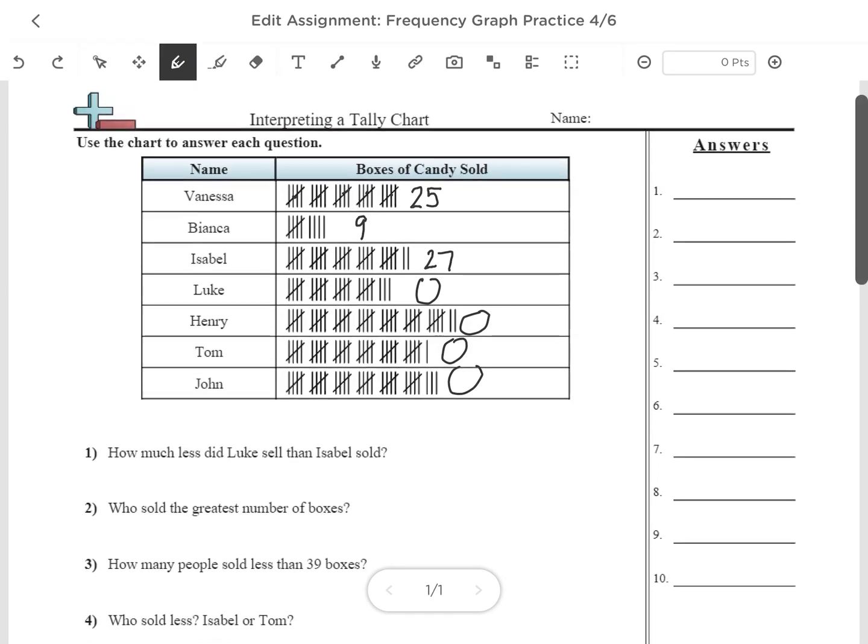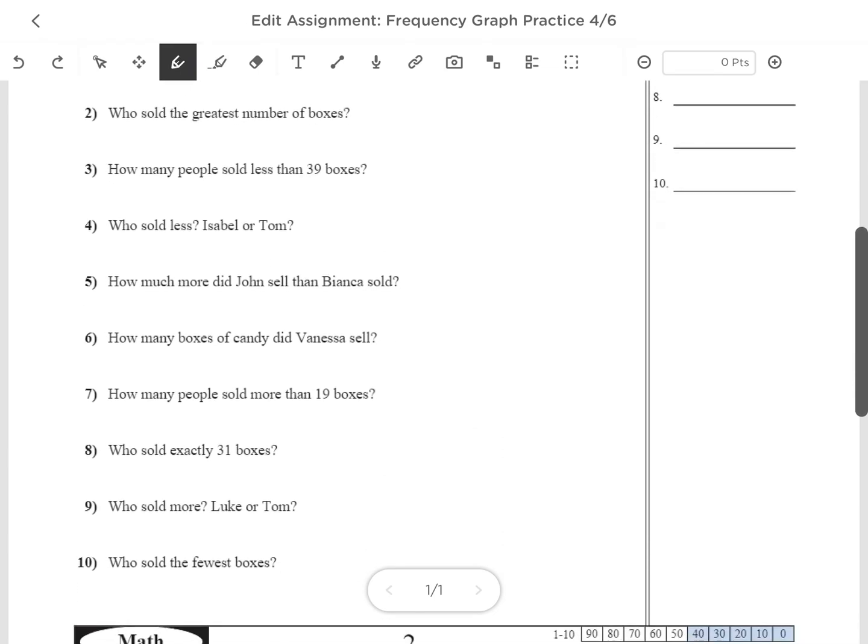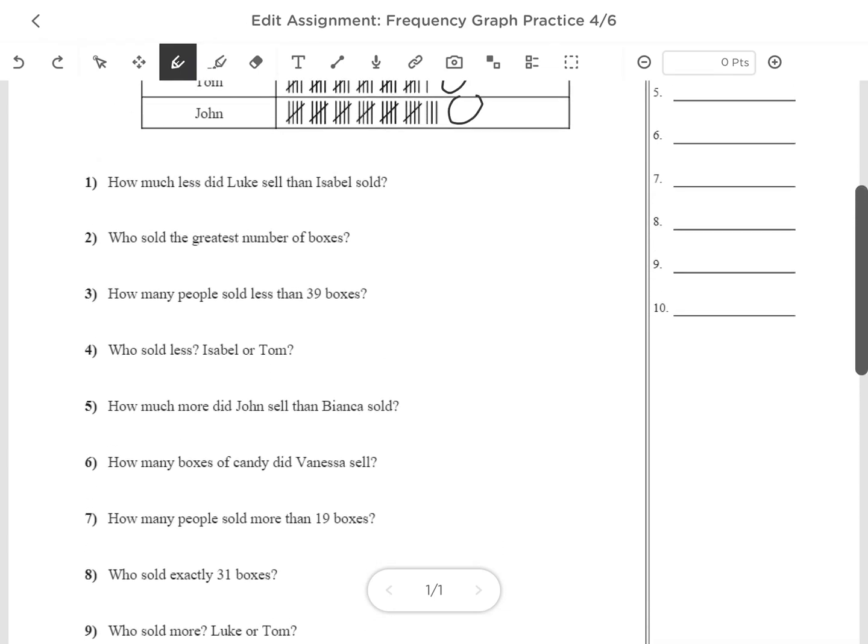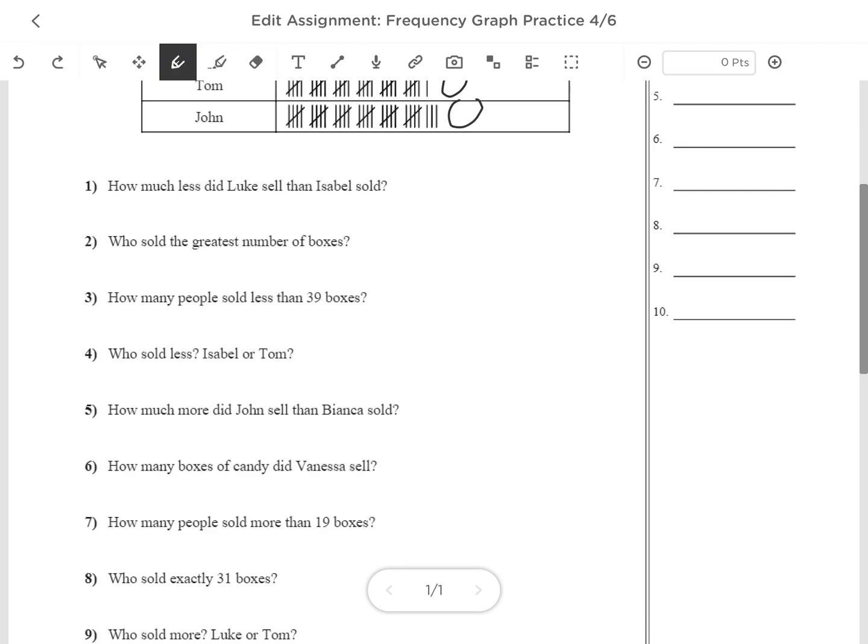When you get down to your questions, there are 10 of them, and they're going to ask you some different things. So sometimes you're going to have to add some numbers, sometimes you're going to have to subtract, sometimes there's going to be more than one answer. They're going to ask for how many people, who. So pay close attention to what it's asking you. It's not always going to be a number.